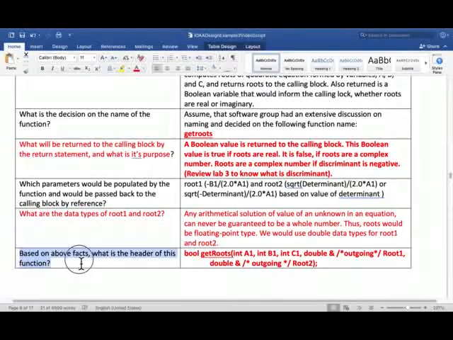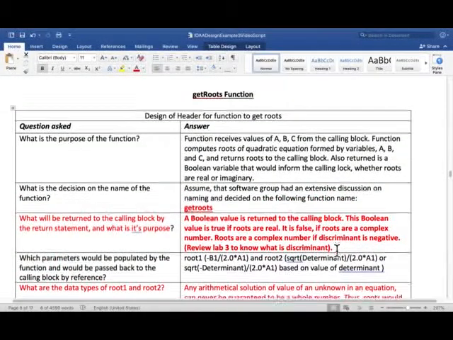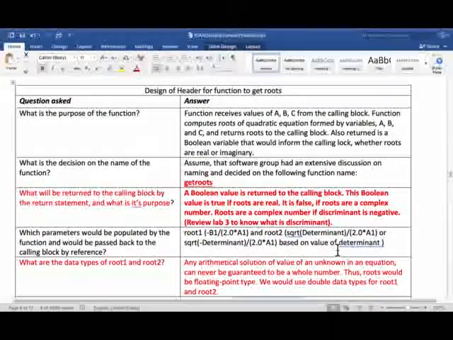Based on the above facts, what is the header of this function? It is bool getRoots, int a1, b1, and c1, these are passed by value by the calling block. And root 1 and root 2 are outgoing, passed by reference. So we have done a question and answer session to design the header.